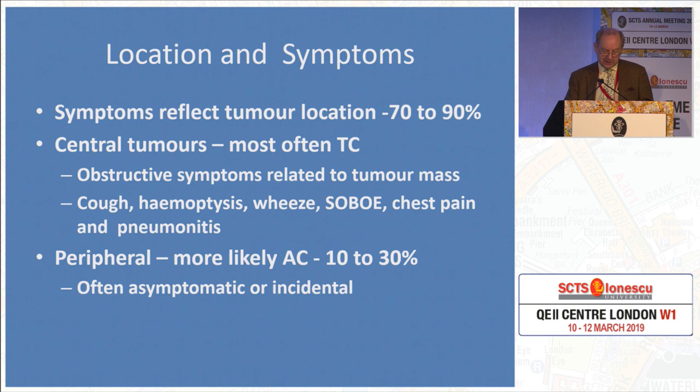The symptoms, of course, may reflect the location, and again, depending on the series you look at, probably central tumors seem to account for 70 to 90%, whereas the peripheral tumors are 10 to 30%. And these peripheral tumors are more likely to be asymptomatic and picked up by chance, whereas our central tumors are more likely to have presenting symptoms, with repeated cough, wheeze, hemoptysis, and so on. And sometimes it requires an astute GP. I saw a patient last week who said, oh, it was a locum who saw me, and he wasn't happy, and he sent me for a chest x-ray, and it picked up what turned out to be a typical carcinoid.